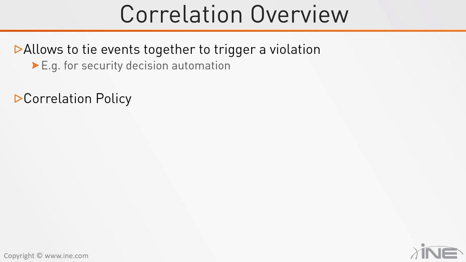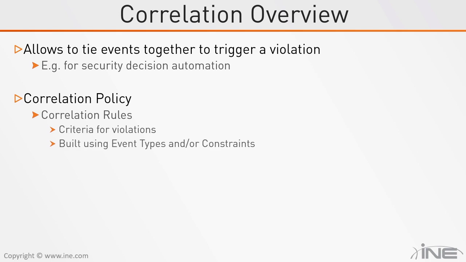The feature is activated through the correlation policy, which consists of three main components. We have correlation rules, where the rules basically define criteria for violations, and we have two types of rules that we can build. We can go for event types, or we can combine the event types with what are known as constraints. We will talk about these two in more detail later in this session. The second component is a compliance whitelist, which is still a set of criteria for violations, but this time the focus is going to be on individual hosts.